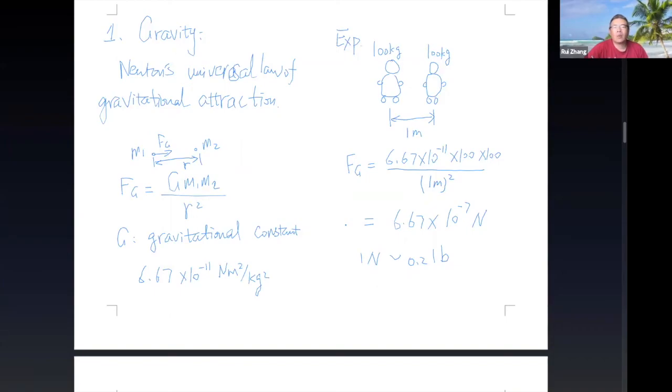Do you guys know what kind of force that is? What force is that? The gravitational attraction we feel every day?